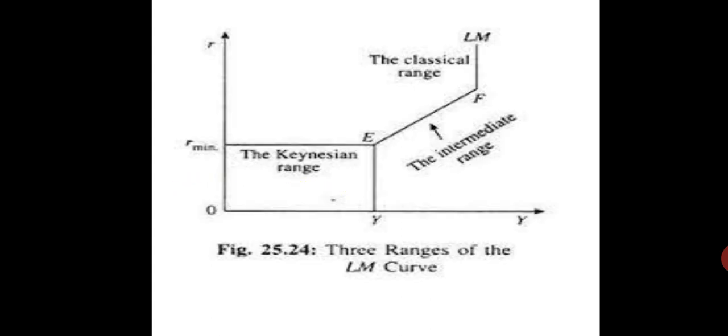Now this is what we are talking about, the three ranges of the LM curve, where you can see the Keynesian range, which is very similar to the concept of liquidity trap, where fiscal policies are more effective.